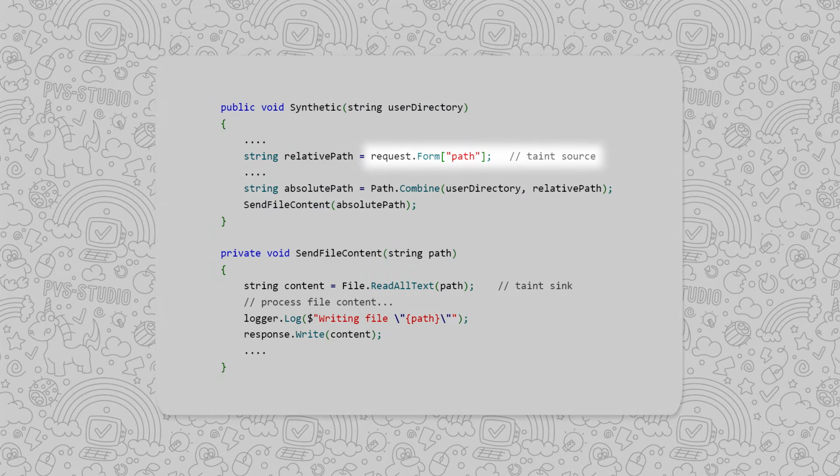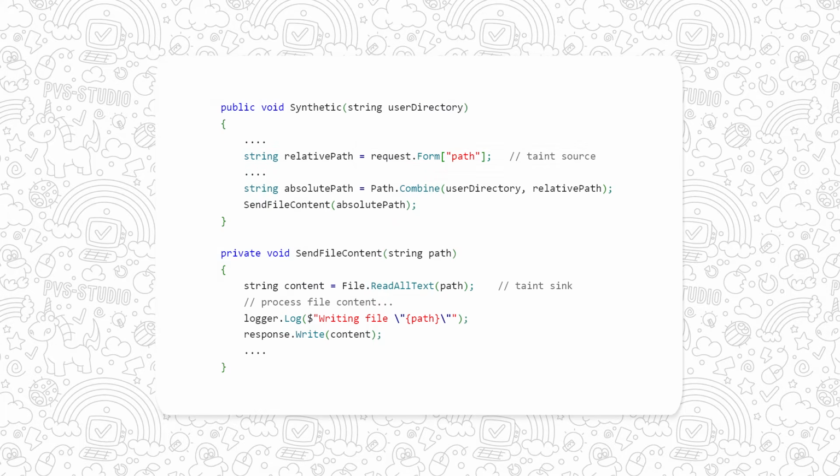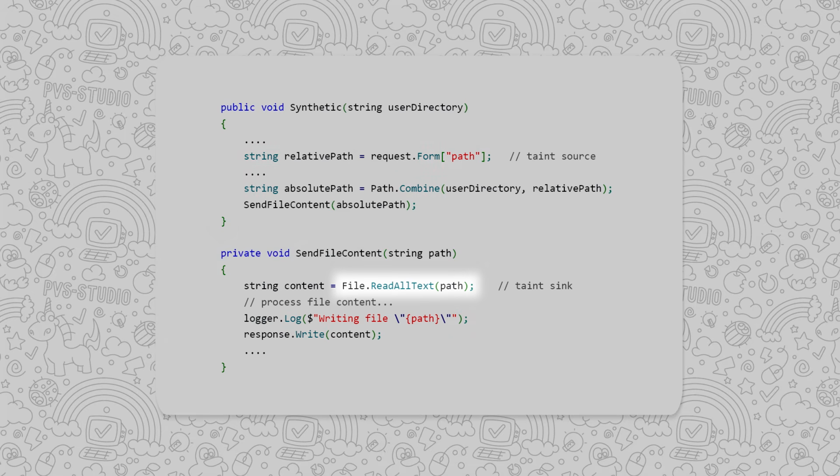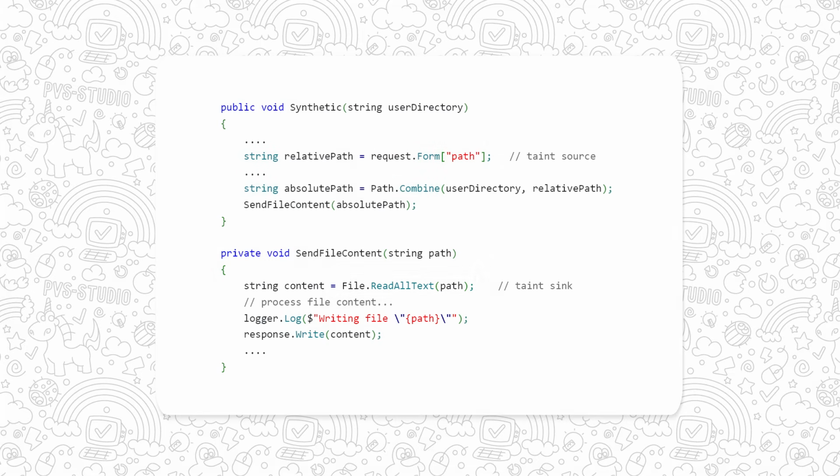In this fragment, the source of infection is the request form. Then potentially infected data is written to the relative path variable. Later, the absolute path will become tainted, as the infected string is a part of the Path.Combine call. Eventually, the infection hits the sendFileContent method, where it gets to the call of the ReadAllText method. This method can read a file with, let's say, secret administrator data. In the end, an attacker will receive this data.